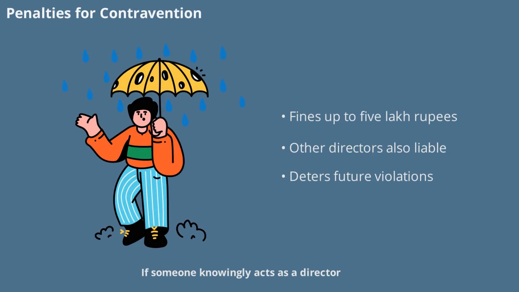If someone knowingly acts as a director or manager in violation of the tribunal's order, they can be fined up to 5 lakh rupees. Other directors who knowingly allow this can also be penalized. These strict penalties reinforce the seriousness of tribunal decisions and deter future violations.